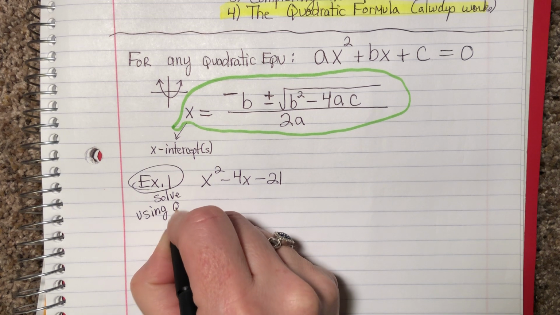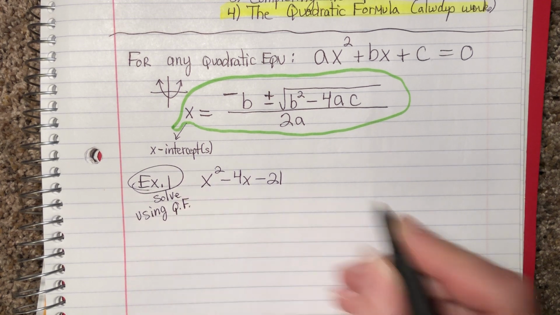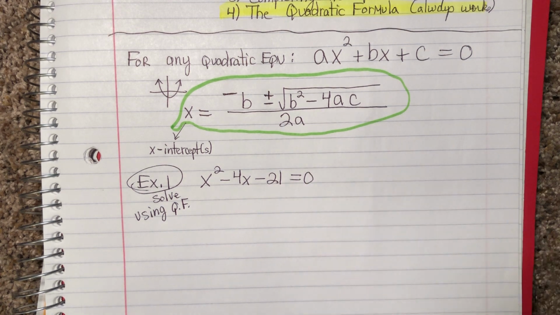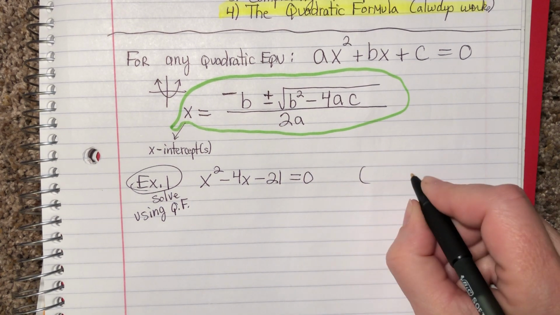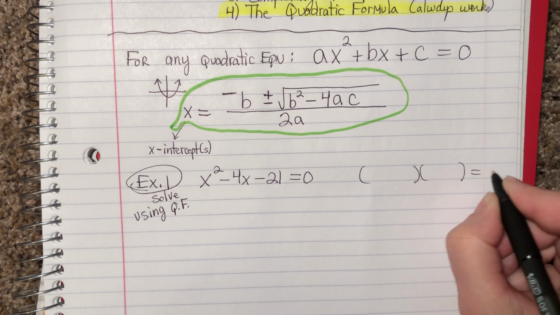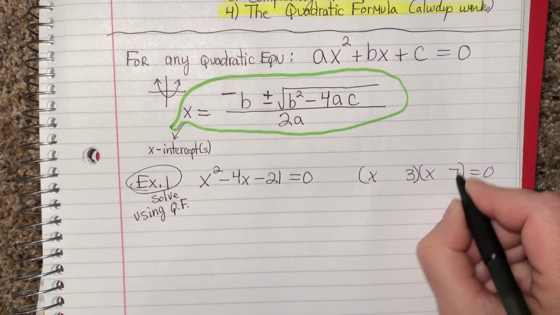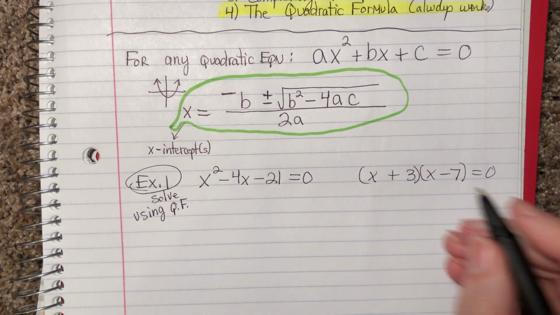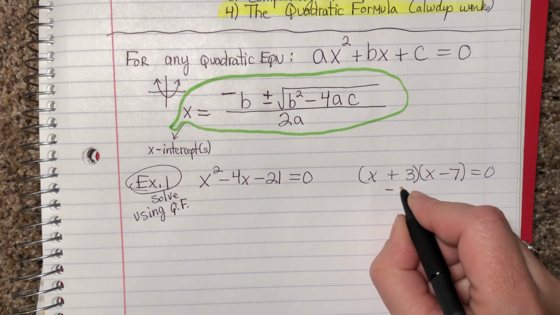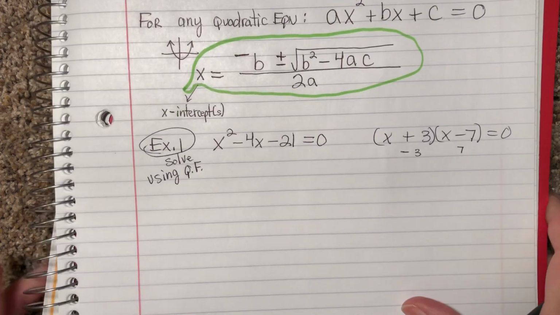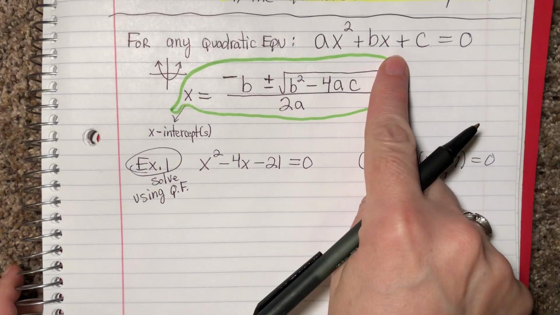Now, if it factors and you had a choice, of course you would solve this by factoring. And this equals 0. So I'm going to go ahead and just show you what it should be, which you could figure out yourself. The answer should be -3 and 7. Those would be my x-intercepts. Now we're going to use it with the formula.